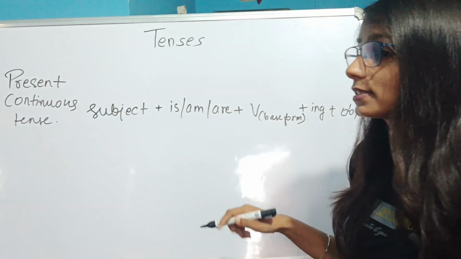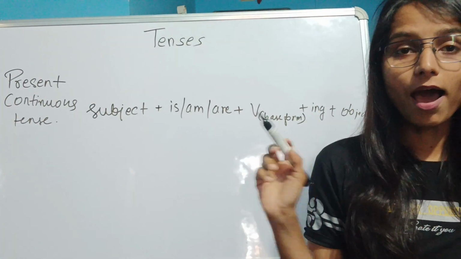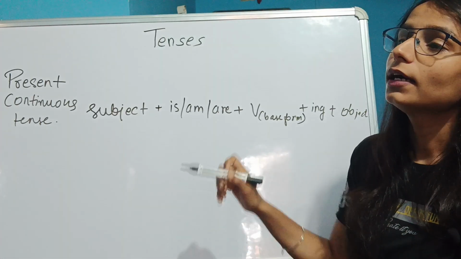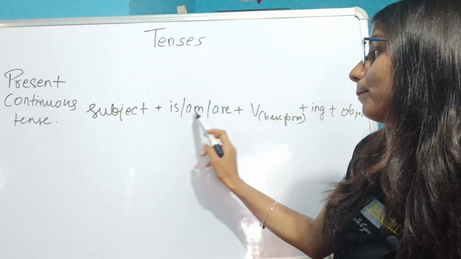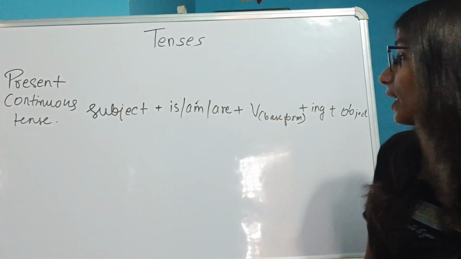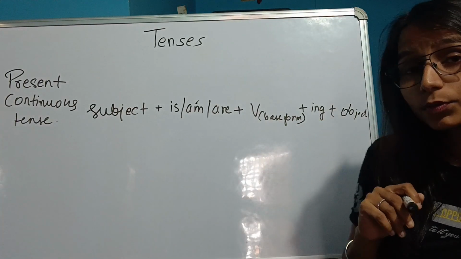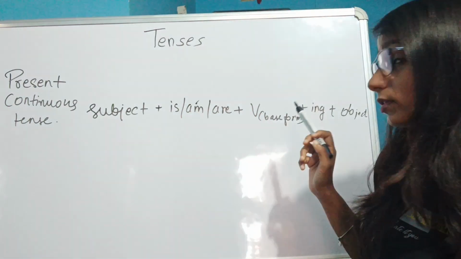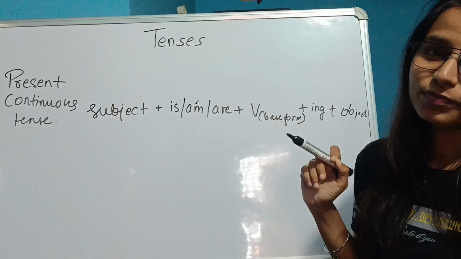But in this case, you do not use are with I, as it is not a plural pronoun here, but we will use am with I. And then there is the base form of the verb, and then we put ing after this, and then the object.